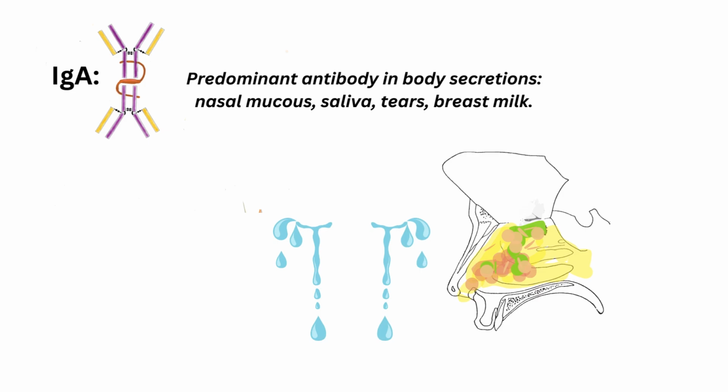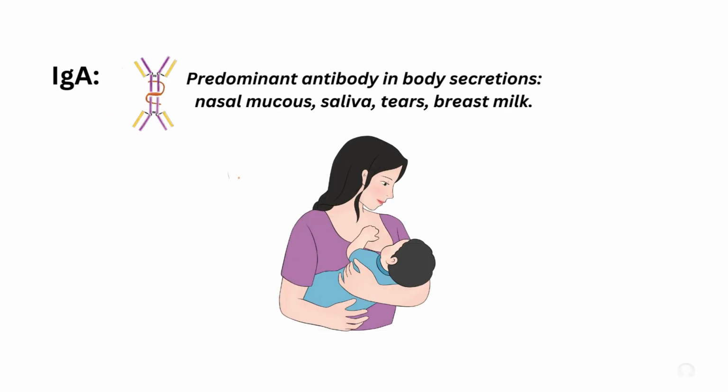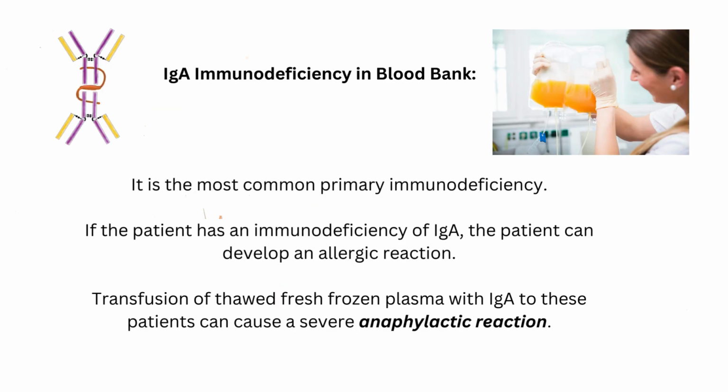Not only is IgA found in human serum, but it is the predominant antibody in body secretions: nasal mucus, saliva, tears, breast milk. It is the most prevalent overall because of the secretions, forming a sound defense against foreign invaders in our mucus, in our nasal passages, as well as in our gut. The mother gives passive immunity by IgA going through breast milk to the baby to help the baby fight infections. Giving plasma to a person with IgA deficiency can result in a severe anaphylactic reaction.